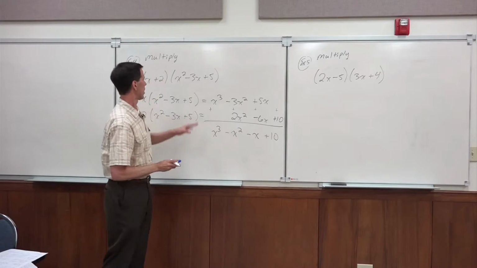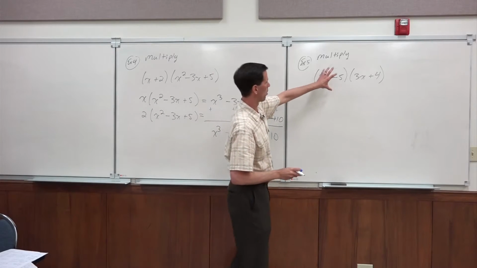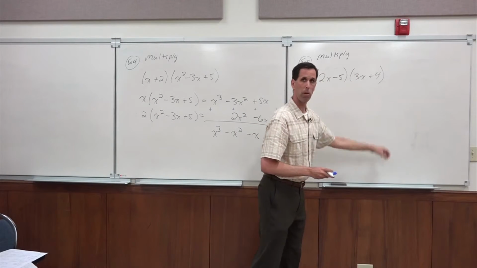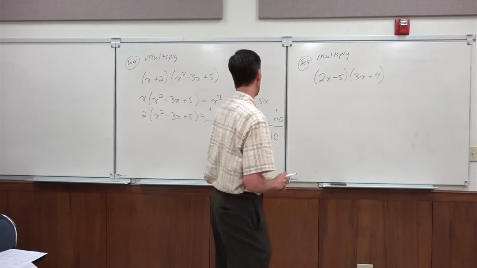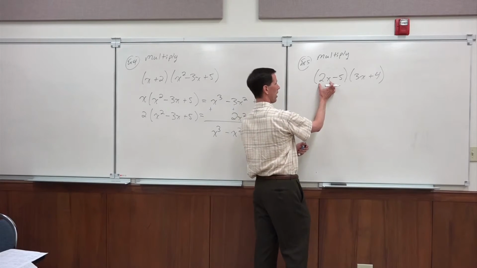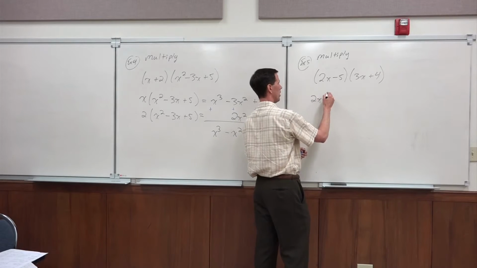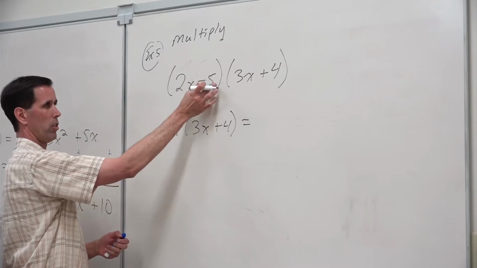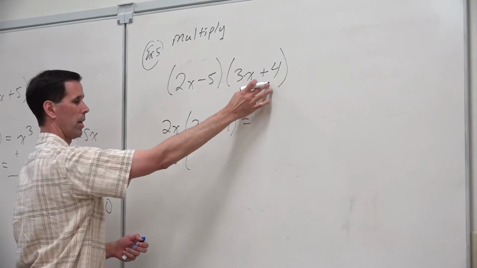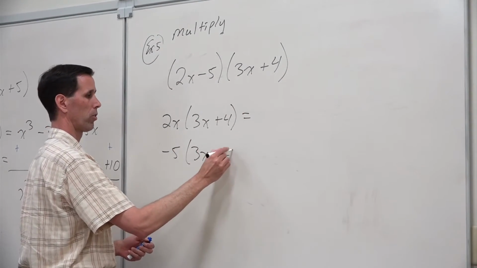I would approach it much the same way we did this one. We just need to make sure we do both parts of this binomial times both parts of that one. Some people use what's called the FOIL method. You can do that if you like. Or we can just set it up like this. We can say, hey, we need to do 2x times 3x plus 4, and we'll get that. Then we need to do this minus 5 times the same binomial, 3x plus 4.